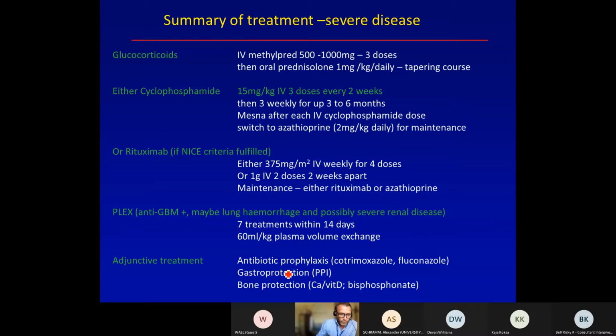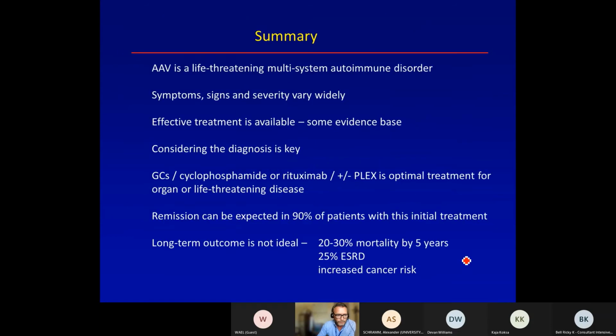The other thing just to remember is that we always give adjunctive treatment as well. With all of these treatments, there's a risk of opportunistic infection, so we always give an anti-pneumocystis drug, typically cotrimoxazole, and we also give antifungal as well, in the form of fluconazole typically. Gastroprotection is important, and obviously bone protection with the amount of steroids that we're using is also important.